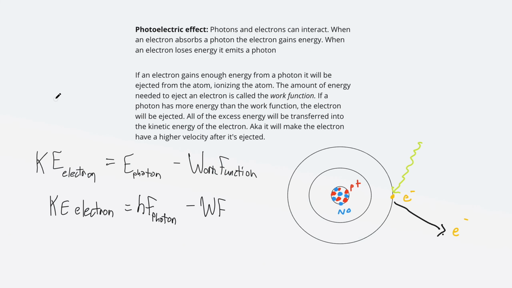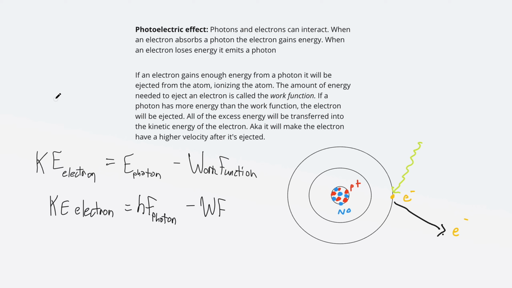The last thing we'll look at is the photoelectric effect. The photoelectric effect is when a photon strikes an electron and hits it with enough energy that the electron gets completely ejected off of the atom. So the atom becomes ionized because it lost an electron. And again, this only happens if a photon has enough energy to do this.